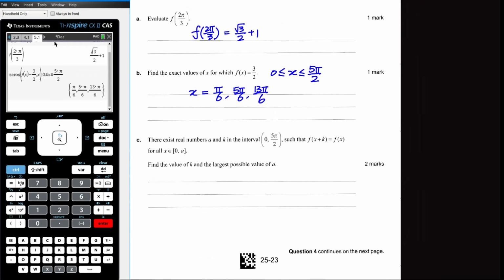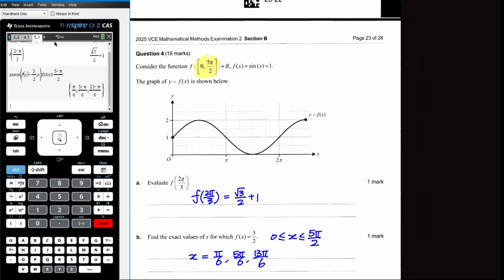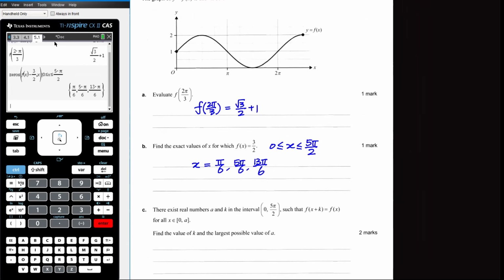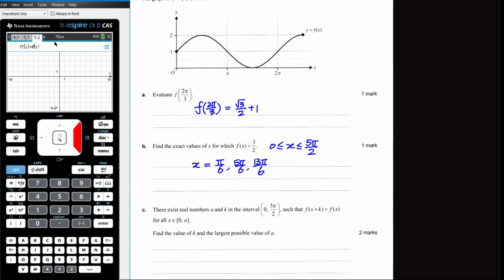There exist real numbers a and k in the interval 0 to 5 pi over 2 such that f of x plus k equals f of x for all x belongs to 0 to a. Find the value of k and the largest possible value of a. Well, if I draw a graph, say f of x from 0 less than or equal to x less than or equal to, let's say, a1.